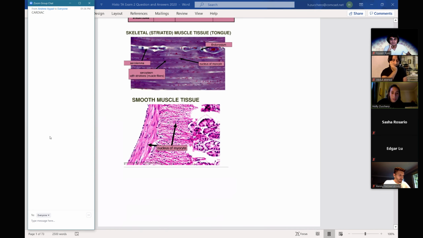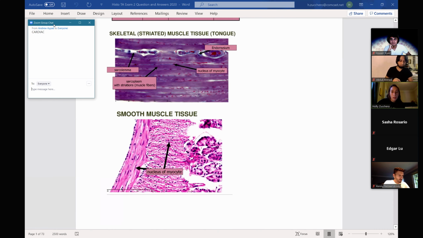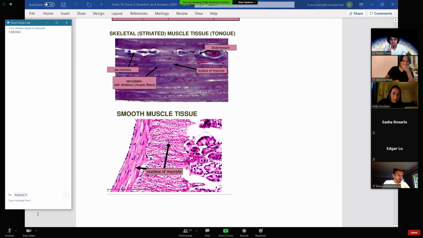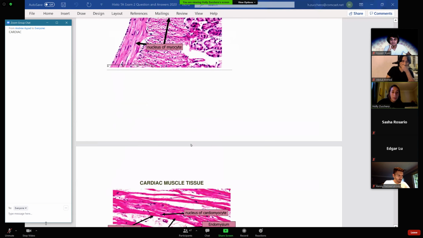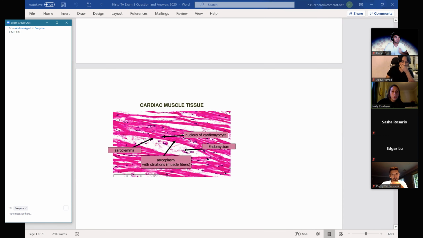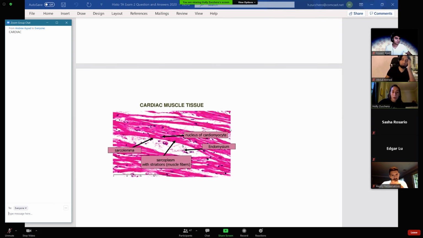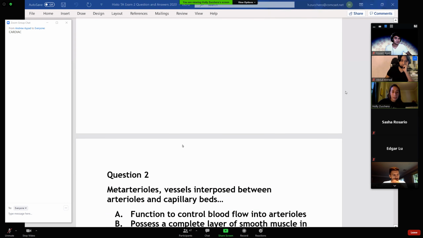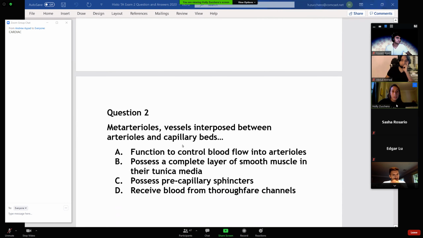Here's smooth muscle. So you can see the nuclei are right around here, right there in the middle, and then cardiac. So this was a very straightforward question. It's just testing your knowledge of if you know what the muscle tissue looks like. But yeah, very straightforward. You can expect a couple of those types of questions.